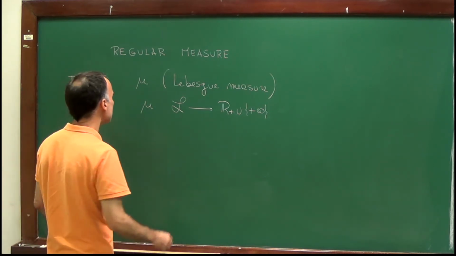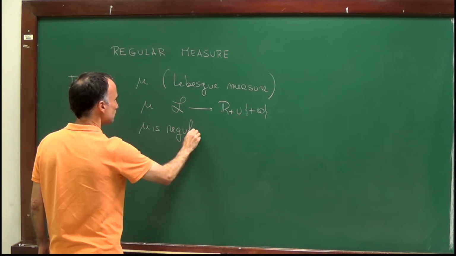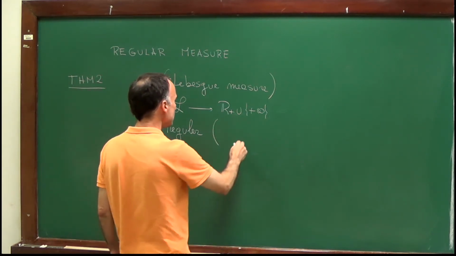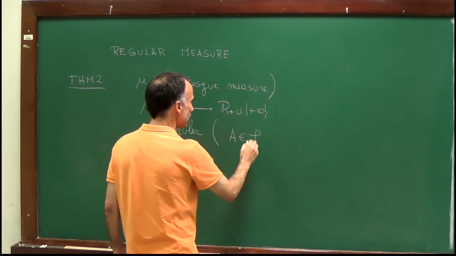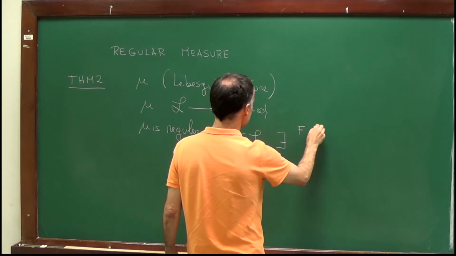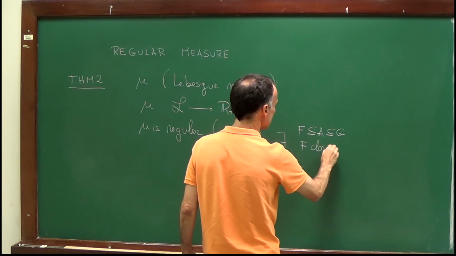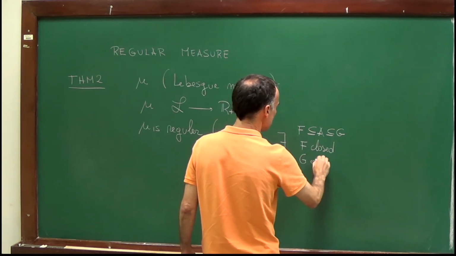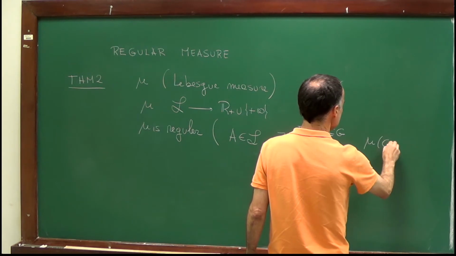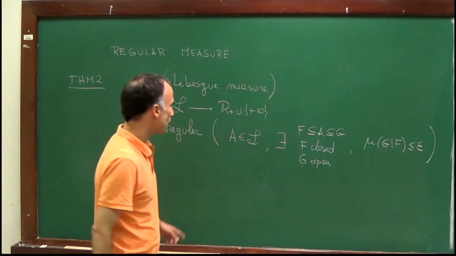And what we will prove is that mu is regular, which means, as I just defined, that for any set A in the Lebesgue sigma algebra, I can find a closed set F and an open set G, with F contained in A and A contained in G, such that the measure of G minus F is less than or equal to epsilon. So this is what we need to prove.